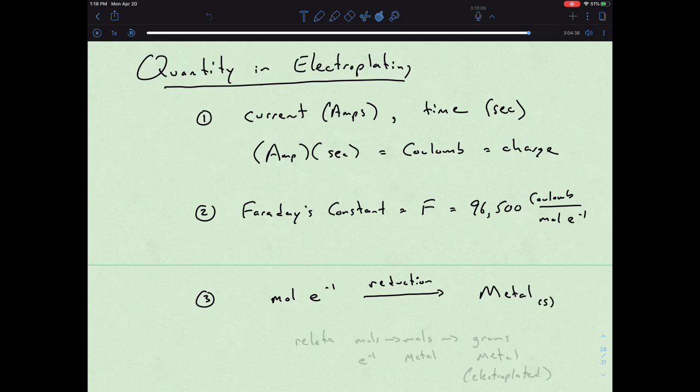Well, now we can basically relate moles to moles and then to grams as far as moles of our electrons, relating it to moles of our metal, and then we can get into grams of the metal that has electroplated out or electroplated the surface of our spoon or our ring or our necklace, the metal that we're trying to electroplate.